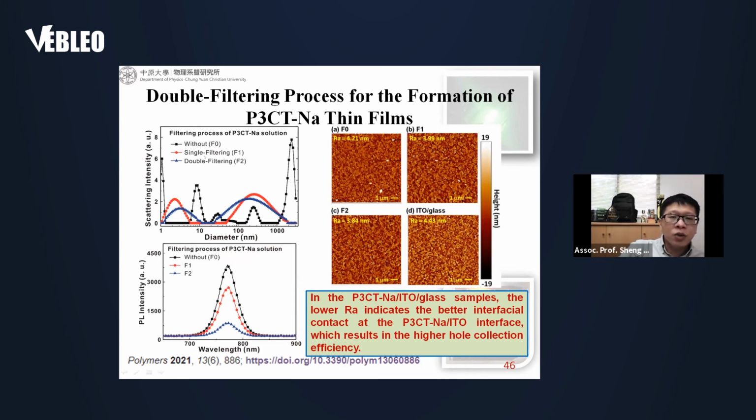And when we use the double filtering process, you can see here the PL spectrum shows that the contact is better because it has the larger PL quenching effect. And the AFM imaging also tells us the lower energy. The lower energy indicates the better interfacial contact at the P3CT sodium ITO interface. This contact is very important.